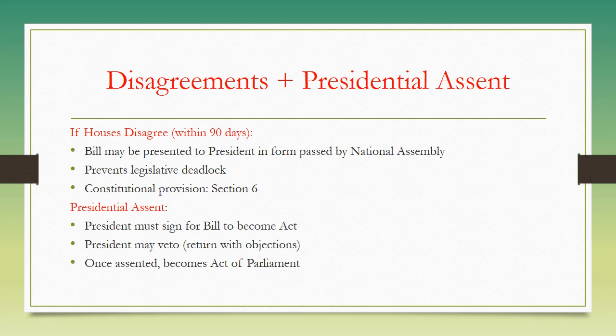Then when it comes to presidential assent, the President must sign for the bill to become an act, and the President may veto, that is, return the bill with objections. Once assented, the bill becomes an act of parliament. In other words, it becomes law.